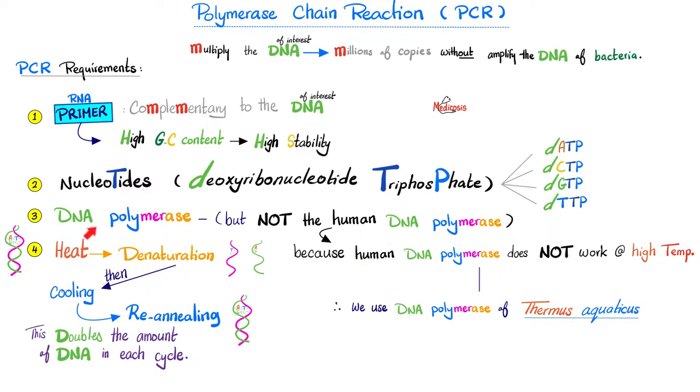Why? Because we're going to heat, and this human DNA polymerase cannot work at high temperature. Instead, we will use the DNA polymerase of Thermus aquaticus. It's a bacteria that can survive very high temperature. It even survives inside hot springs of the Yellowstone National Park. Thermus aquaticus can survive 70 degrees Celsius. Wow. Next, you heat to separate, then you cool to rejoin. This is a cycle. Each time you do the cycle, you double the amount of DNA.